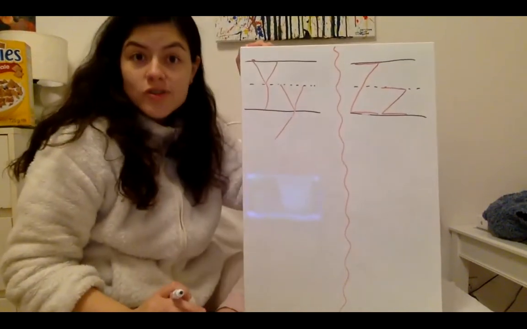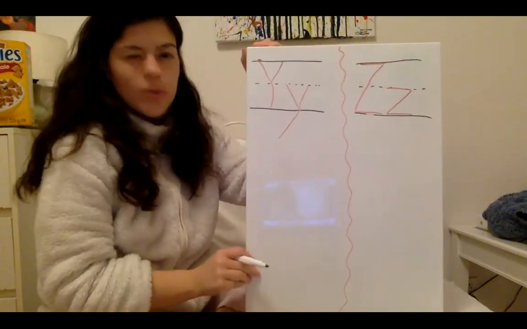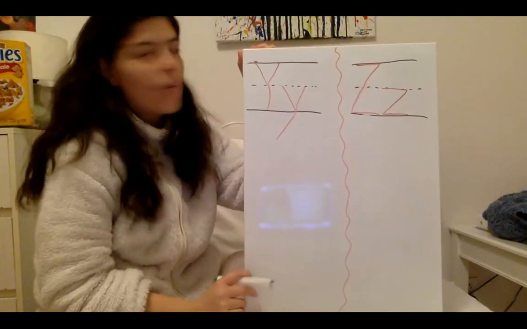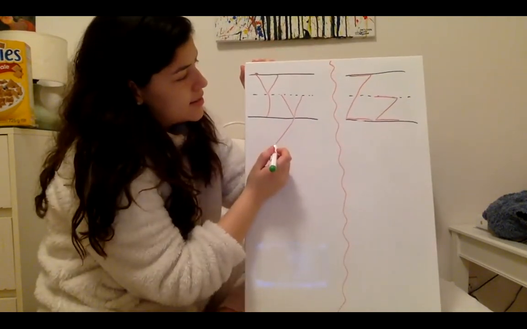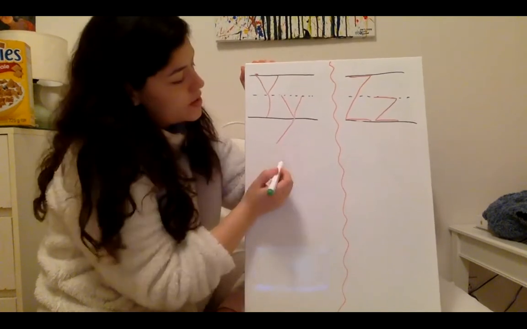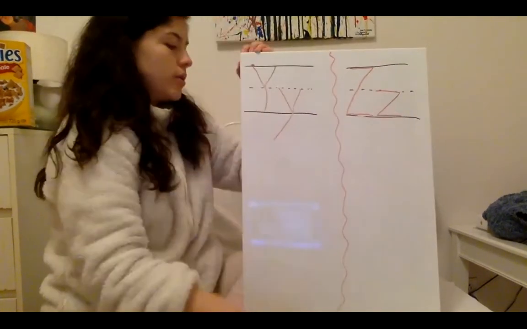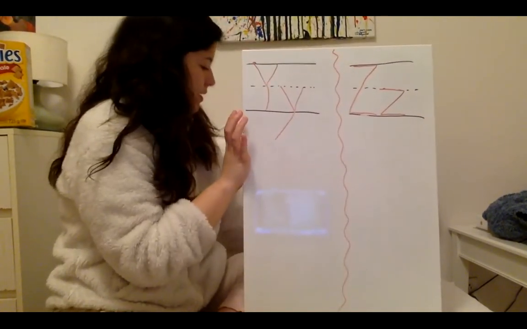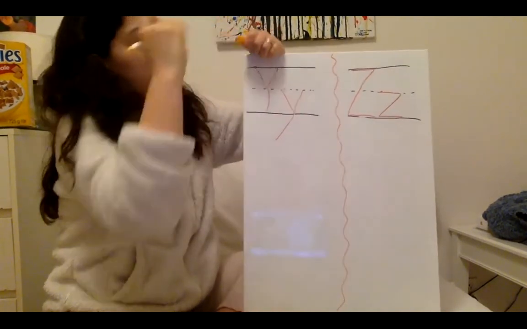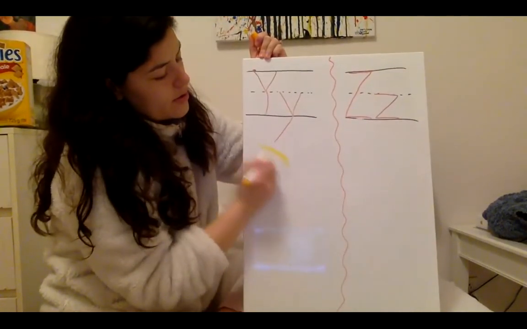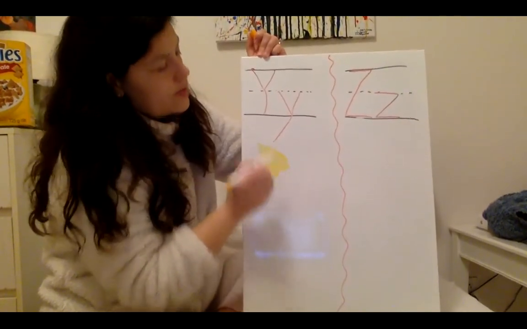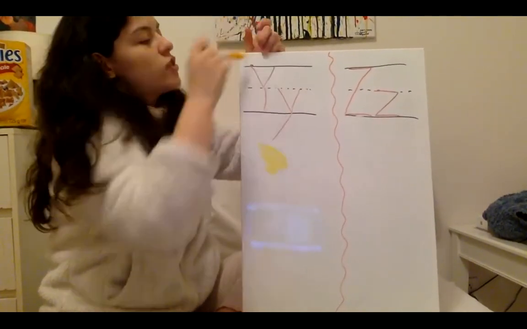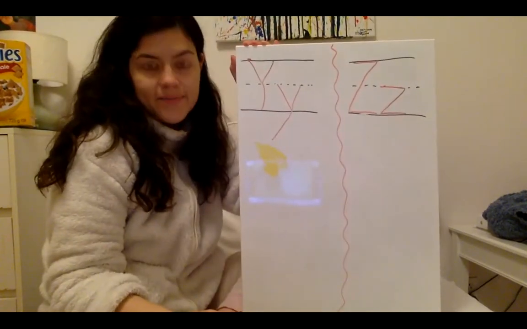So just to make it really clear for you, I'm going to draw some things under the letters that start with that letter. So what did I say for Y? I said yellow. So let's put the color yellow up here. Here you go. Can you see that? There we go. Yellow is one thing that starts with the letter Y.